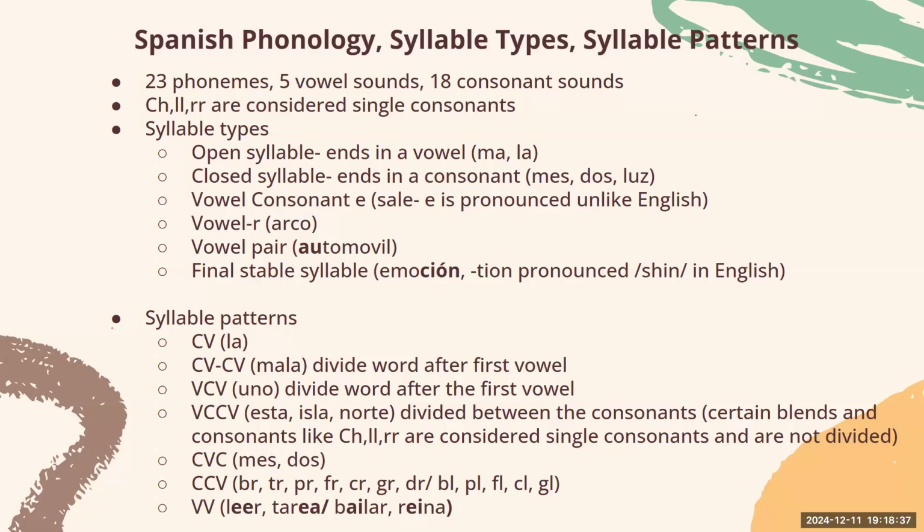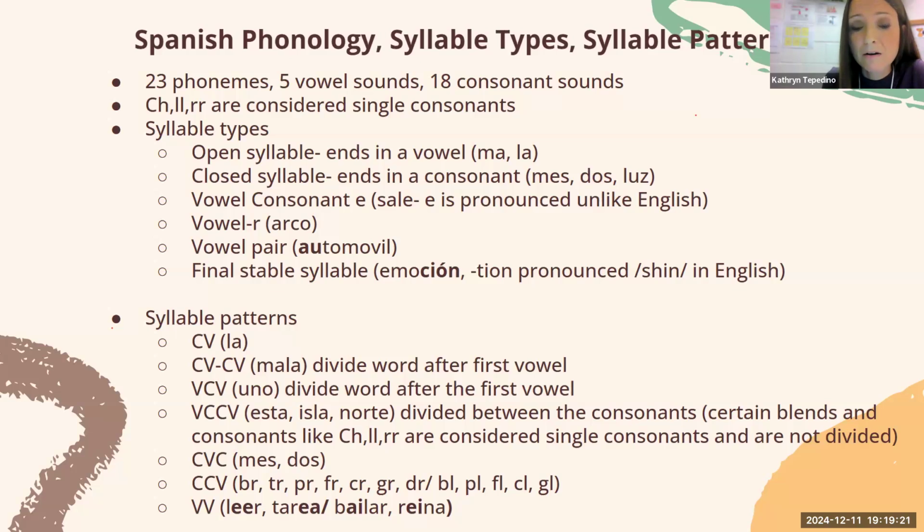The open syllable is a syllable that ends in a vowel, like ma, la. A closed syllable is one syllable that ends in a consonant, like mes, dos. We say the vowel is closed in by the consonant. There's a consonant after the vowel. Vowel-consonant-E exists in English and in Spanish, however in English the E is silent. Vowel R: you have a vowel with an R. It's just a syllable type.